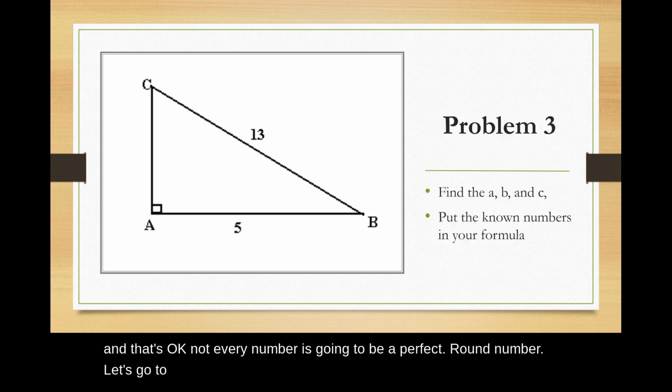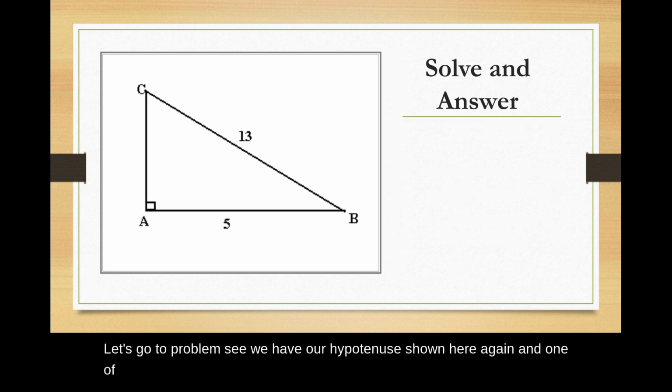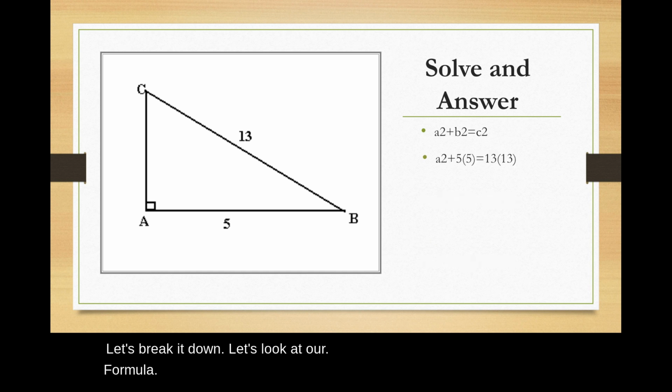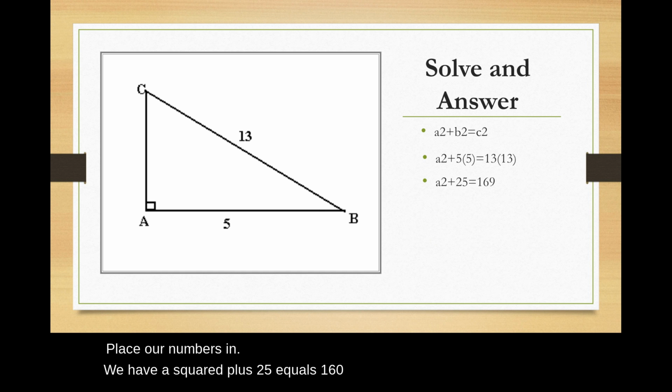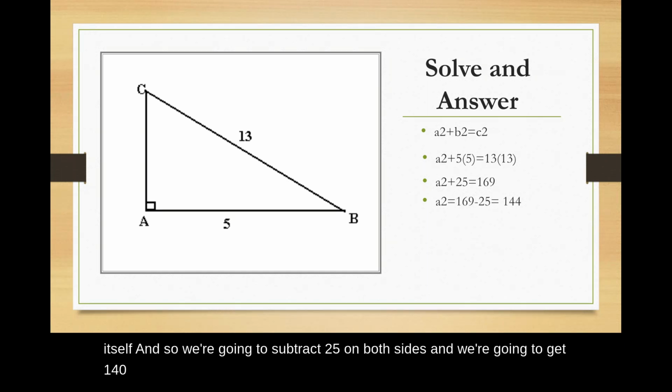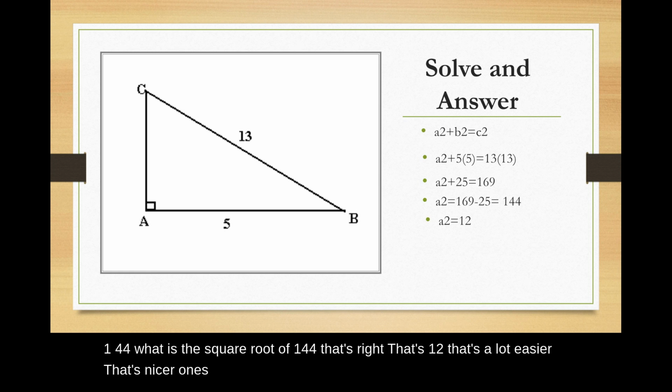We have our hypotenuse shown here again, and one of our legs, 5. Let's break it down. Let's look at our formula, place our numbers in. We have A squared plus 25 equals 169. Again, we have to get the number by itself, so we're going to subtract 25 on both sides, and we're going to get 144. What is the square root of 144? That's right, that's 12. That's a lot easier. That's nicer when it's round like that, isn't it?